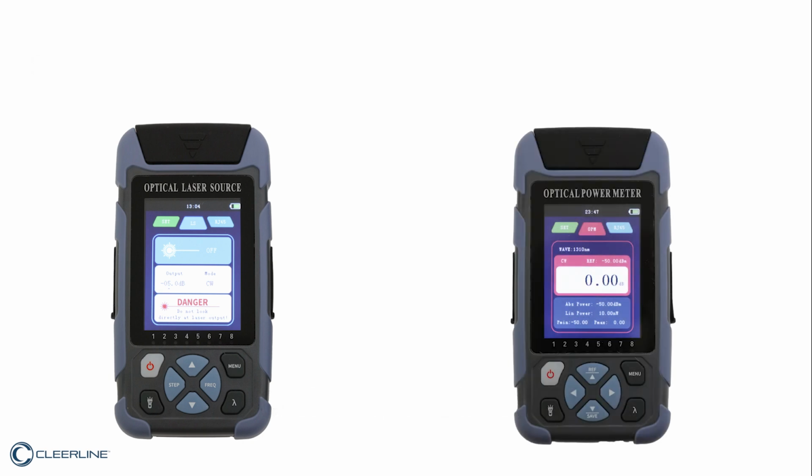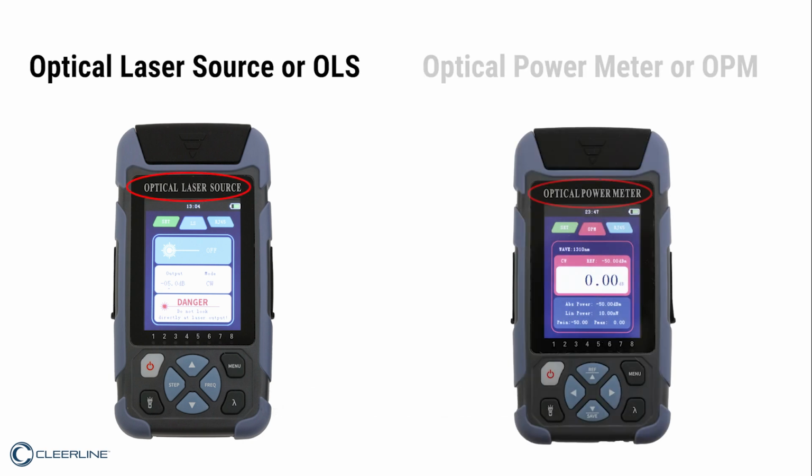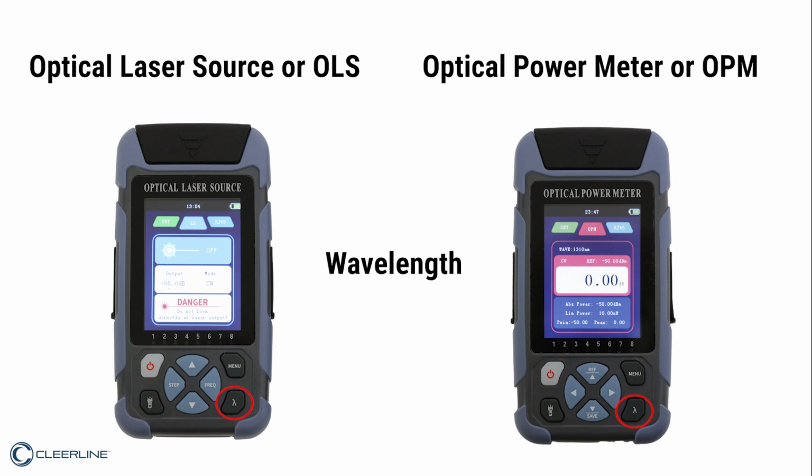The optical laser source, or OLS, and optical power meter, or OPM, can be identified with labels located above the LCD screen. The keys and indicators located on both units are as follows: the power button. This also controls the auto shutdown function. Wavelength. This key activates the laser and controls the wavelength in nanometers. Flashlight. The flashlight is located on top of each unit.